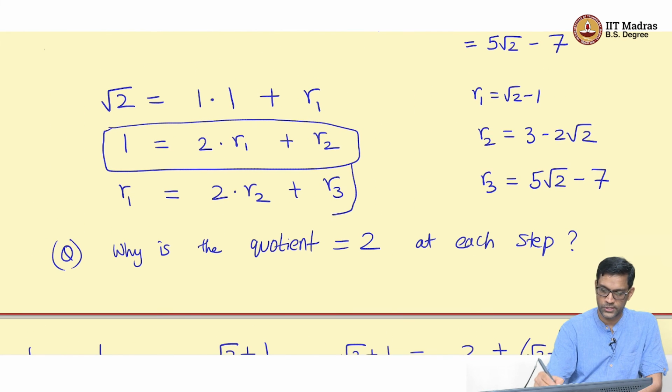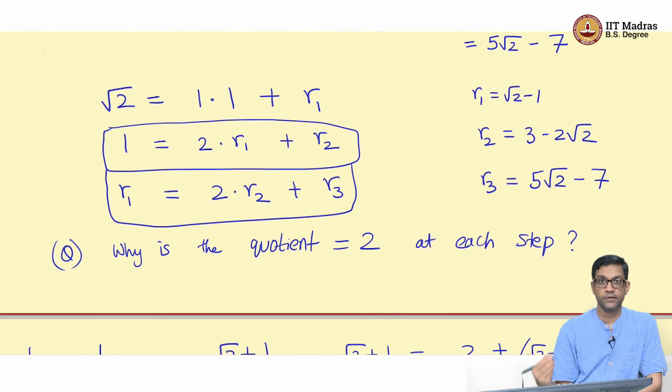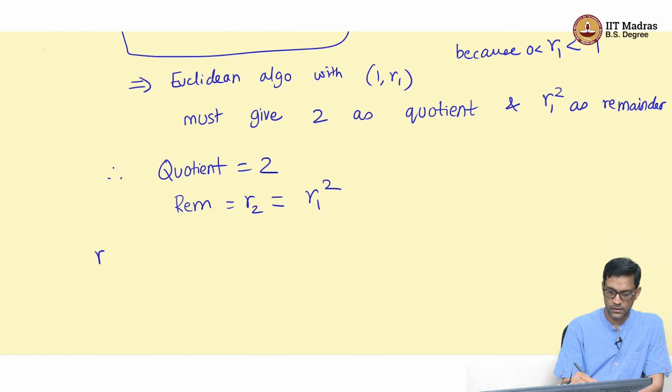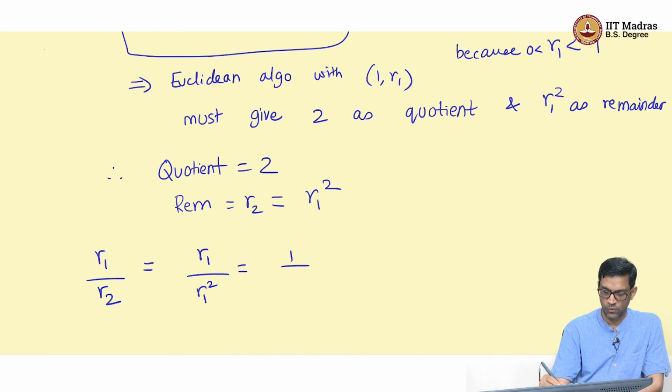We took R1 as the new dividend and tried to divide it by R2. So let's do that. I take R1 and I divide it by R2, and then I want to see what is my quotient and what is my remainder, right, what is the whole number and what is left over. Now R1 by R2, remember, is just R1 by R1 squared. So that is actually 1 by R1.